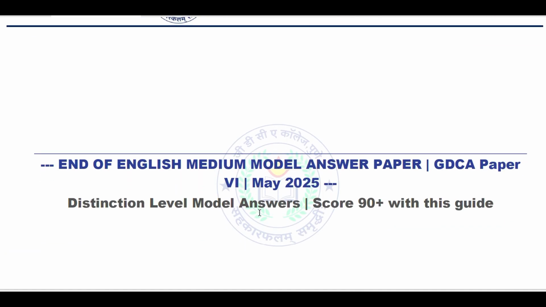So this was paper number 6, the last paper, which was held on 25th of May 2025 last year. This was all about part 2 of paper number 6, that is cooperative banking and credit societies. So we saw last year's paper, question number 3 and 4, in this video.